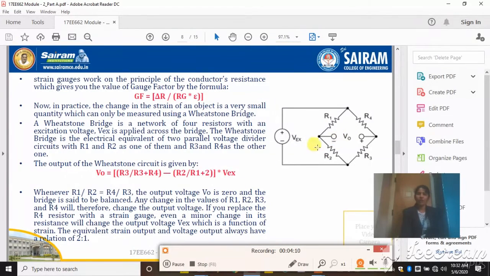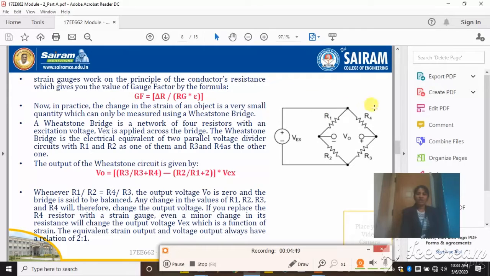So here the output voltage V0 is equal to the parallel combination of this resistance minus the parallel combination of that resistance, that is, V0 = [R3/(R3+R4) − R2/(R1+R2)] × Vx. Vx is the excitation voltage applied here. When R1/R2 is equal to R4/R3, at that moment your output voltage will be equal to 0. So when the bridge is in a completely balanced condition, the output will be nil.